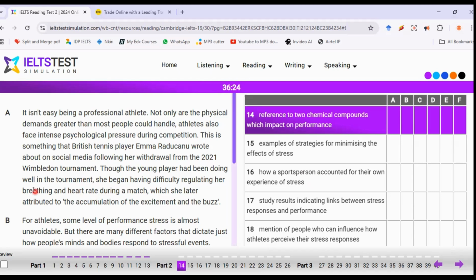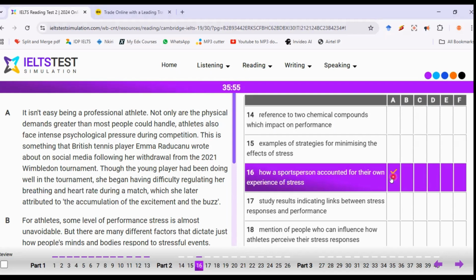so there's this thing here, difficulty regulating her breathing and heart rate is pointing at stress. Okay, so she said that it's because of what? Accumulation of the excitement. So I think number 16 can be matched to paragraph A. This is paragraph A here. You can see paragraph A here. So number 16, I'm just going to click underneath paragraph A for number 16. That's my answer to number 16.